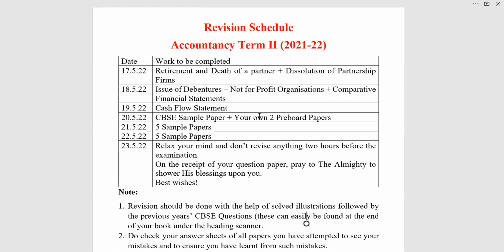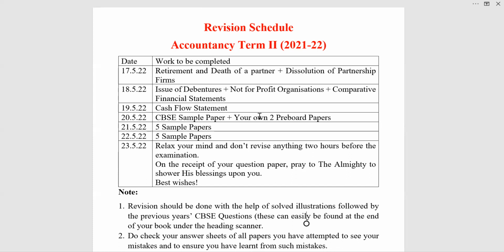Then on May 21, you should practice 5 sample papers. Similarly, on May 22, you should also practice 5 sample papers. This way, you will have practiced 10 sample papers, including the CBSE sample paper and your pre-board papers. After practicing all these papers, you will have very good confidence and will be waiting for the paper to take place.